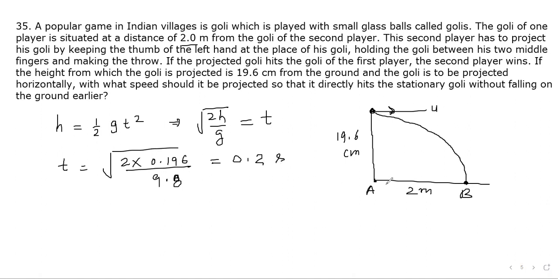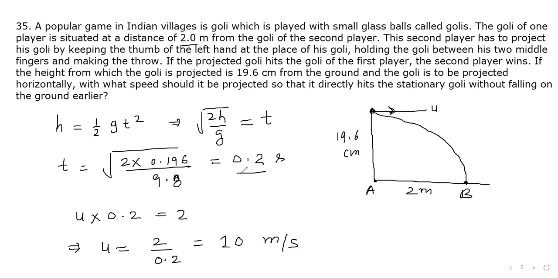Now, here we have to find out the horizontal velocity. So distance equals speed into time. Horizontal velocity is u, time taken is 0.2 and distance covered is 2 meters. From here we get u equals 2 by 0.2, equal to 10 meters per second. And that is our answer.